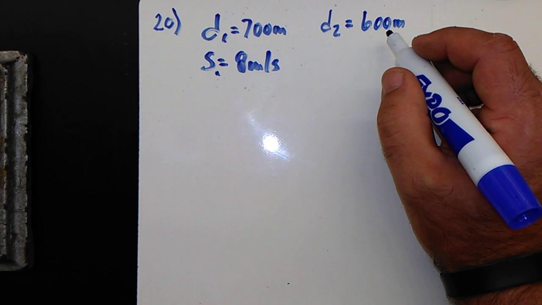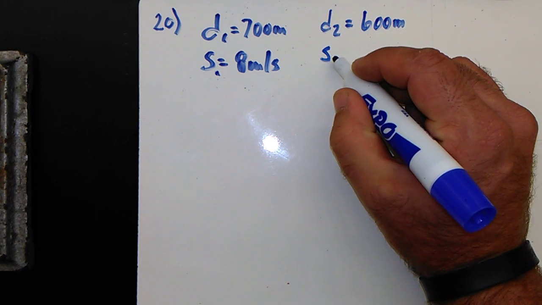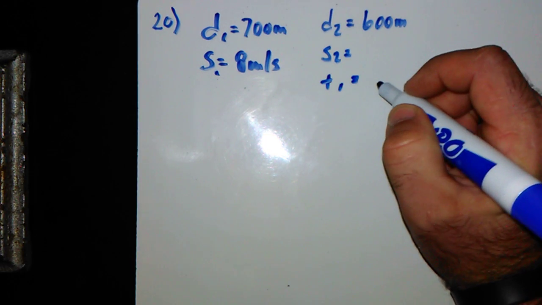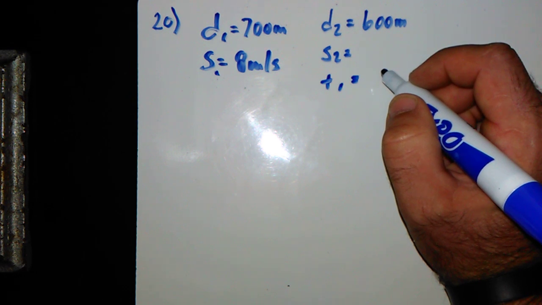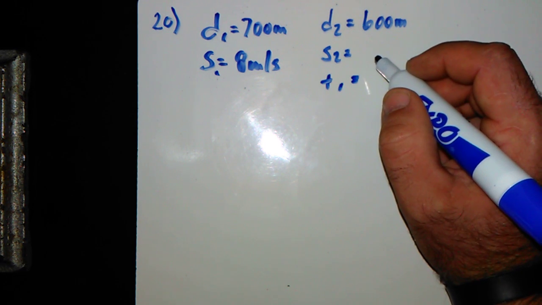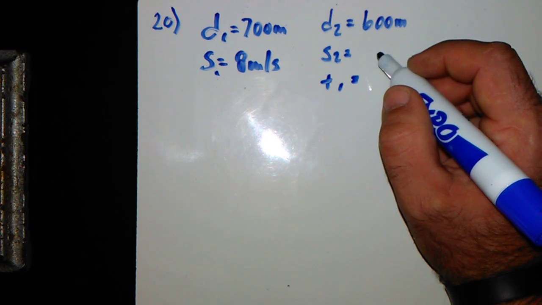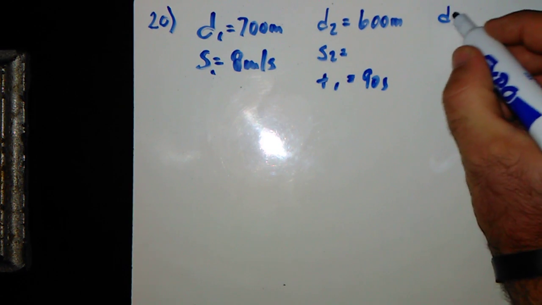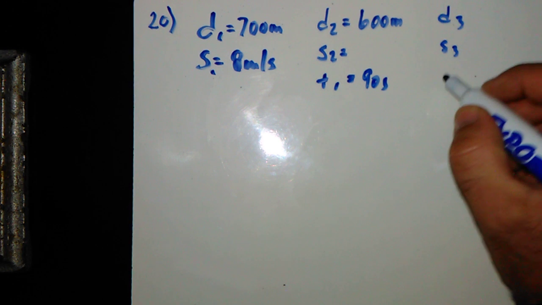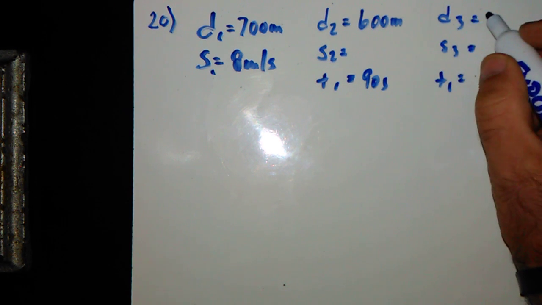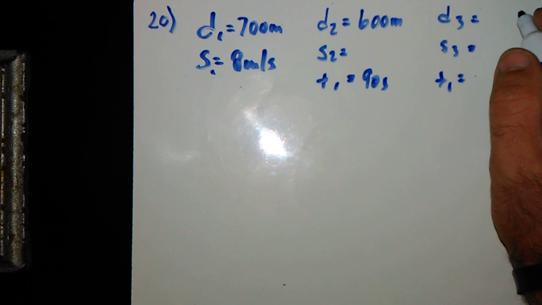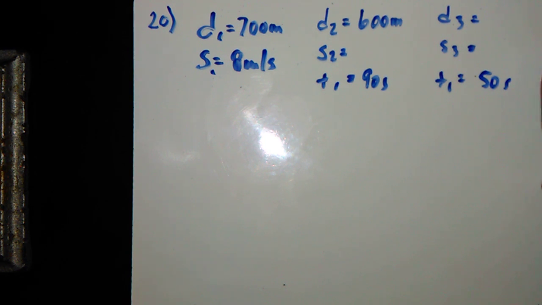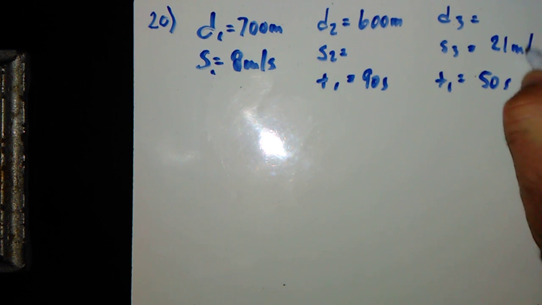And it doesn't tell you the speed, but it does tell you the time. Okay, it says it travels for a time of 90 seconds. And then the third part of the trip, D3, S3, T3. Okay, the third part of the trip, it says it travels the last 50 seconds at a speed of 21 meters per second.